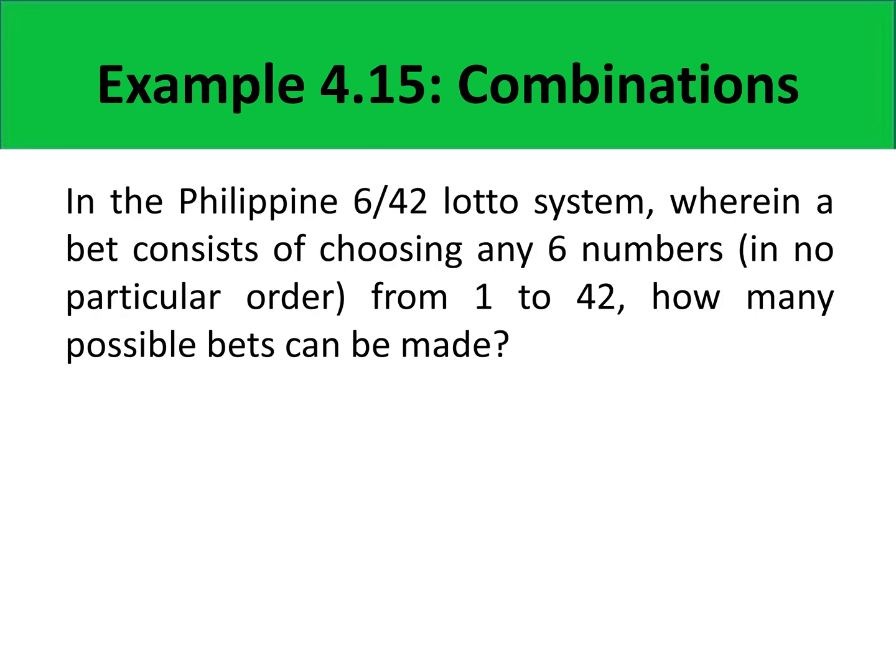Now, another example would be in the Philippine 6/42 Lotto system, wherein a bet consists of choosing any 6 numbers in no particular order from 1 to 42, how many possible bets can be made? Now, since the phrase in no particular order is in the problem, this means that ordering is not important. Therefore, the problem is a combination problem. So the answer here would be 42 combination 6, and you can compute this using your calculator.